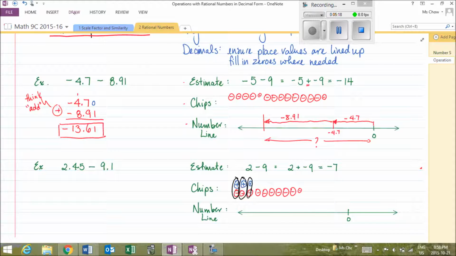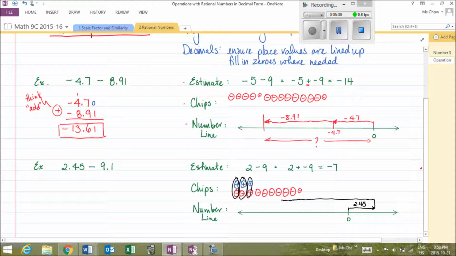Then if we're looking at that in terms of the number line, we start at, again, 0, and we go up 2.45. So this portion is 2.45. And then from here, rather than continuing to the right, we're now going negative. So we're subtracting 9.1. So this whole portion then is 9.1. Looking at the number line, what do we have? We can see this little portion right here is 2.45. This whole stretch is 9.1. So what is this portion in the middle then?